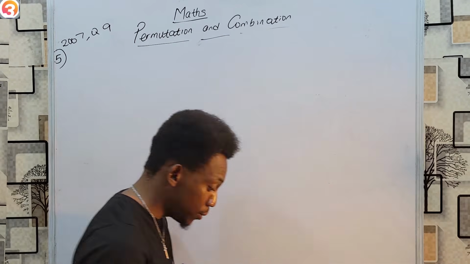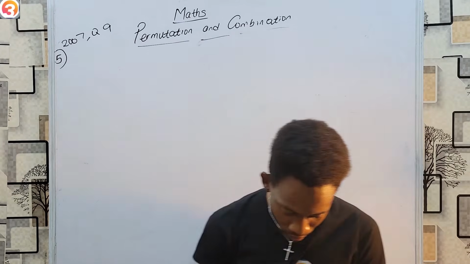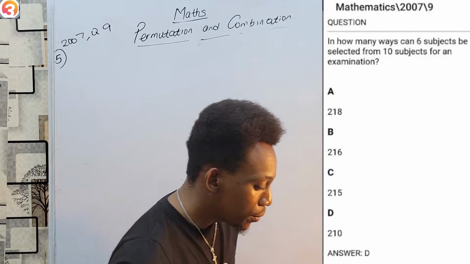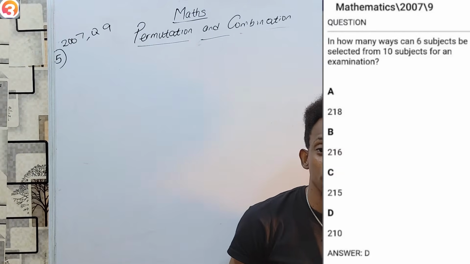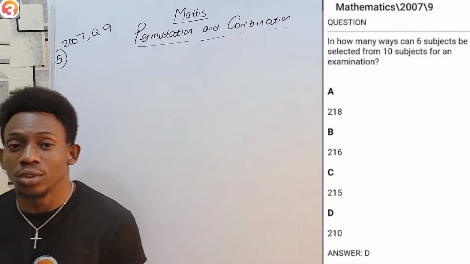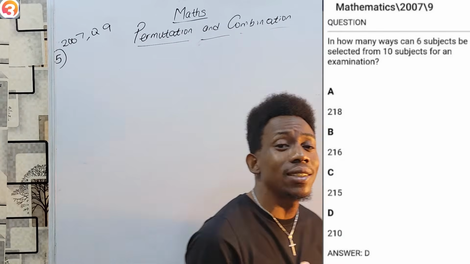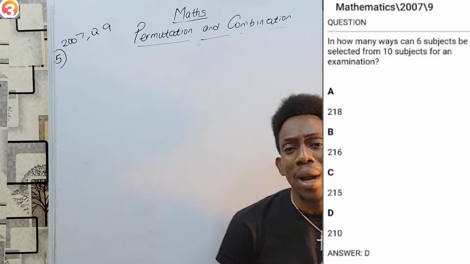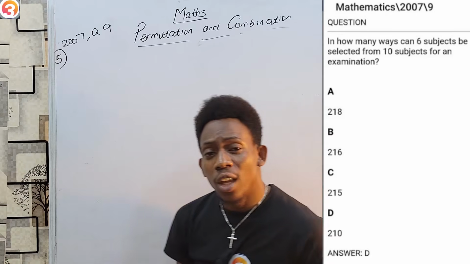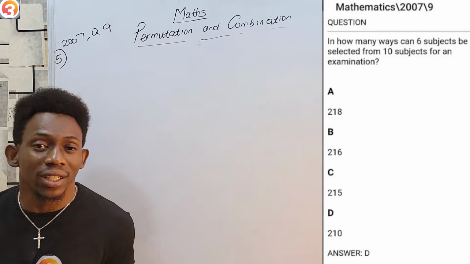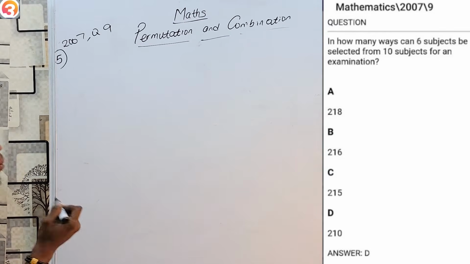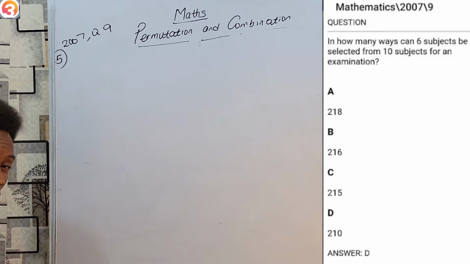For example, this next one from the year 2007, question 9, says, in how many ways can 6 subjects be selected from 10 subjects for an examination? Imagine you are in a class and you have 10 subjects in total, but you have to choose 6 out of these 10. Does it matter which one of those 6 you choose first when it's time for the exam? No. You're going to write all those 6, irrespective of whether you choose one first or the other, which means I must be applying combination in this question.